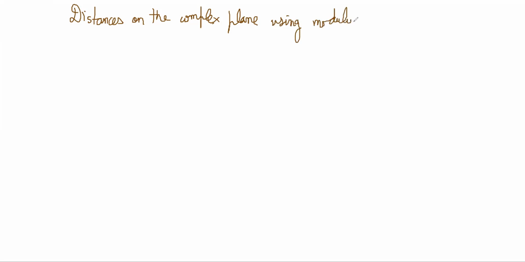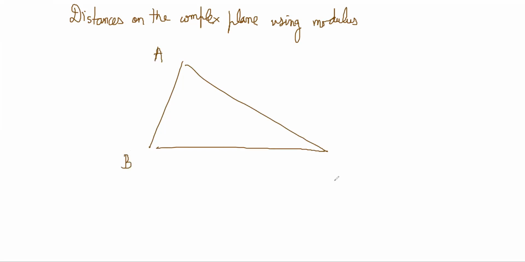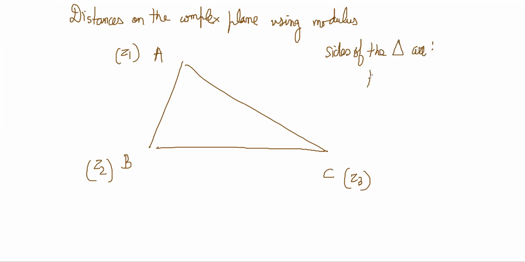Basically, suppose somebody gave you a triangle with points A, B, C, and let's say they gave the complex numbers for A, B and C as z1, z2 and z3. Then immediately the sides of the triangle are, if you think of side AB, you go from A to B, so the final point Z2 minus Z1.